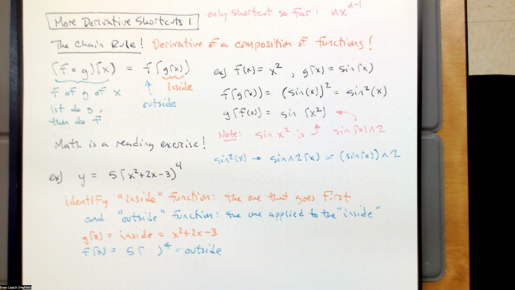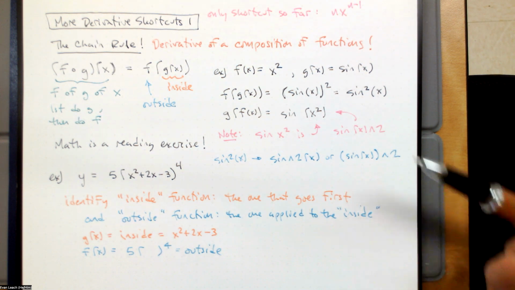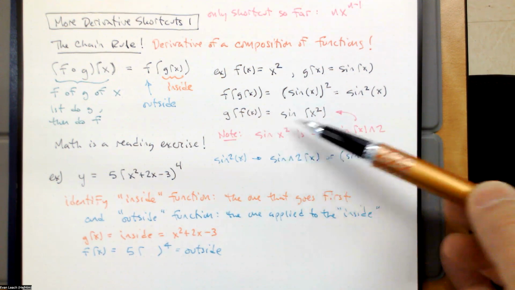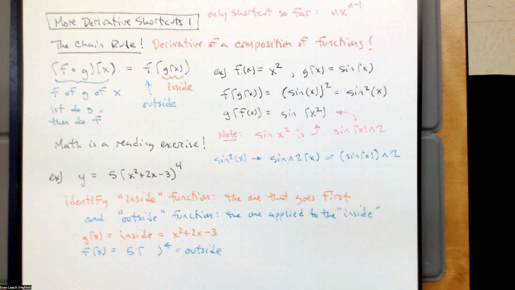We want to be able to read inside and outside functions. So like up here, when we have sine squared x, we want to read that as the square of the sine of x. The first thing that happens is sine x. The second thing that happens is we square. When we read sine of x squared, the first thing that happens is x squared. The second thing that happens is sine. We want to read the order of operations, even when we have trig functions or polynomials as our whole thing.